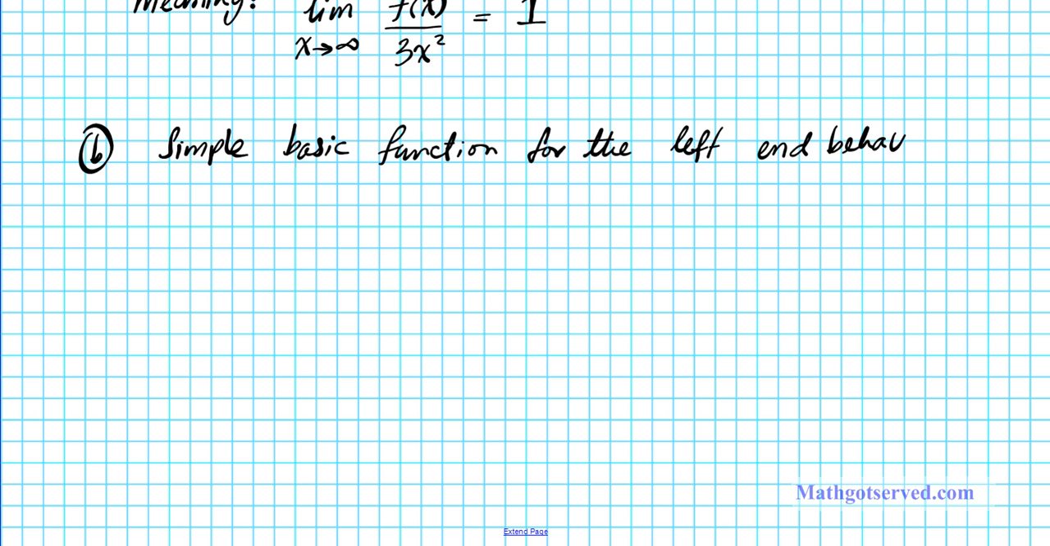So in the left-hand behavior, we're looking at the limit as x approaches negative infinity. All right, so which function will cause the quotient of the original function and that function to equal 1 as x tends towards negative infinity? We're going to be using exactly the same procedure as we did earlier, but the only difference here will be that we're going to be approaching negative infinity as opposed to approaching infinity, okay?